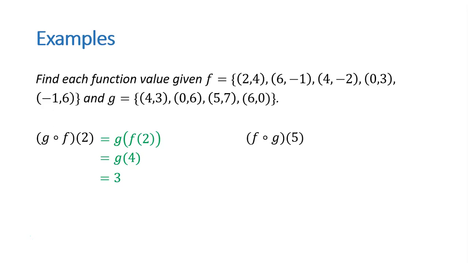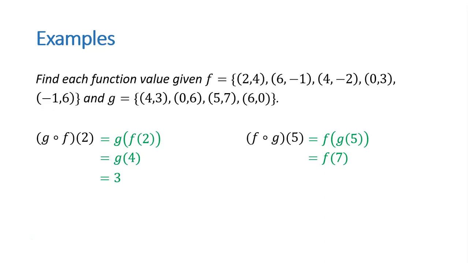Now let's try another one. So now we want to do f composed g, opposite order, of 5. So this is f of g of 5. That's what this means. So I go to my rule for g. I'm looking for an input of 5. So my output corresponding to an input of 5 is going to be 7. So now I'm looking for f of 7. g of 5 is equal to 7. So this is now f of 7. So then I go to my rule for f. I'm looking for an input of 7.